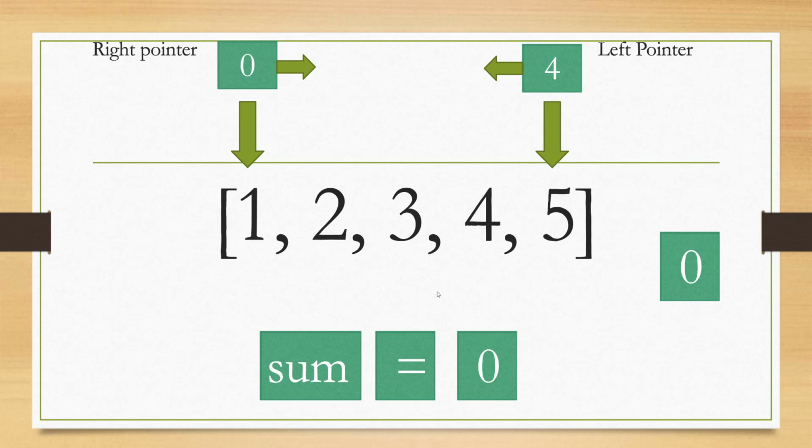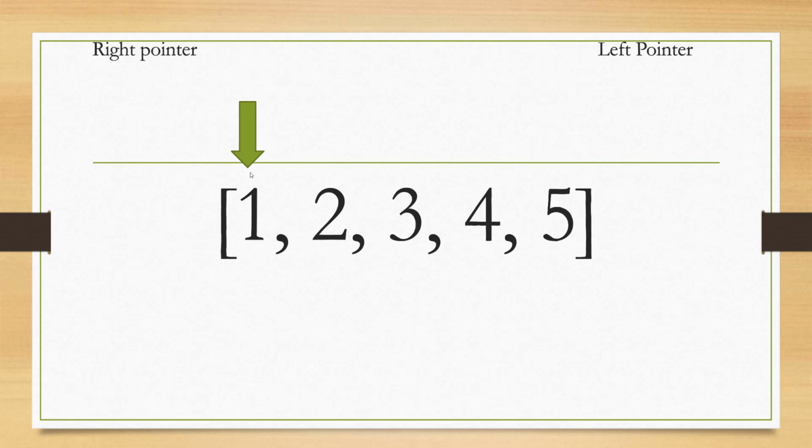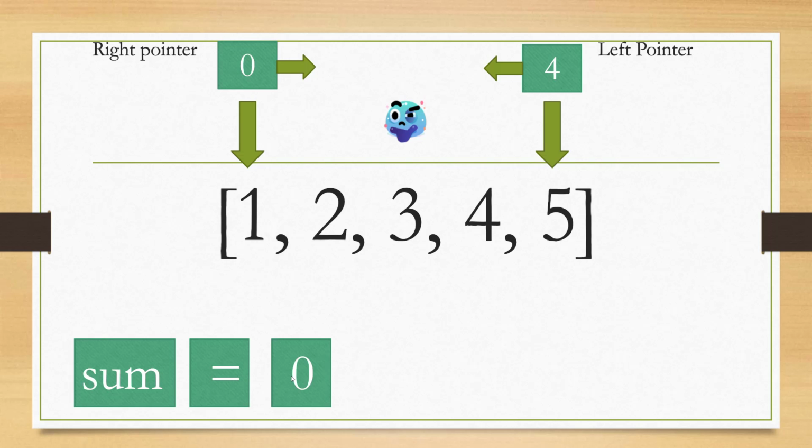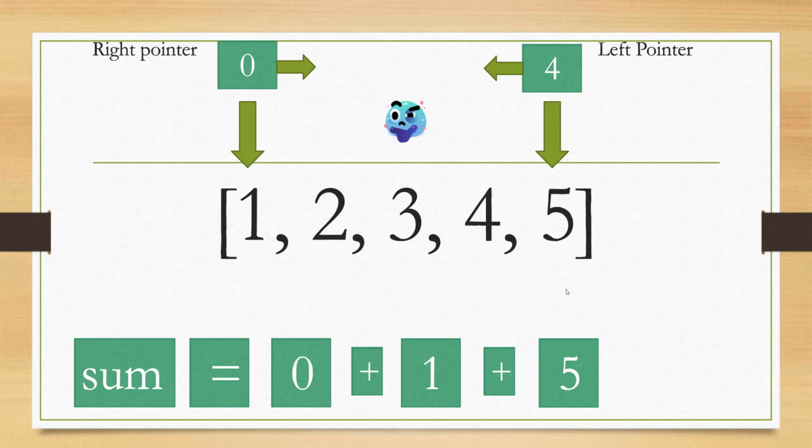So what we're going to do is we're going to have our sum variable again. It's going to be set to 0, and we're just going to keep track of the running sum. So we start with our first value, and this is going to be the right pointer, and then we go left value, left pointer, and we check is the right pointer less than the left pointer. If it is, then we have our sum, that was 0, plus the value at index 0, which is 1, plus the value at index 4, which is 5, and that's going to give us 6.